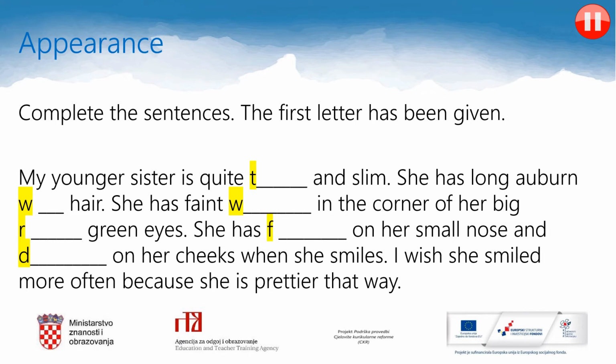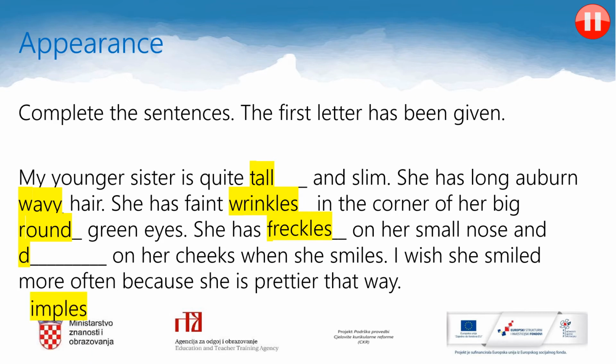Let's check the answers now. My younger sister is quite tall and slim. She has long auburn, wavy hair. She has faint wrinkles in the corner of her big, round green eyes. She has freckles on her small nose and dimples on her cheeks when she smiles. I wish she smiled more often because she is prettier that way.